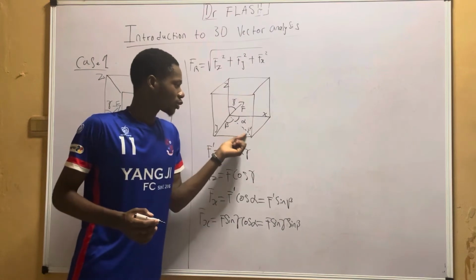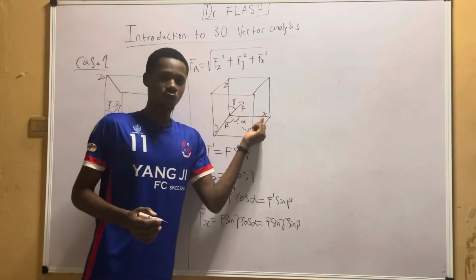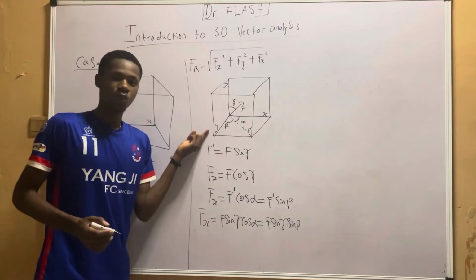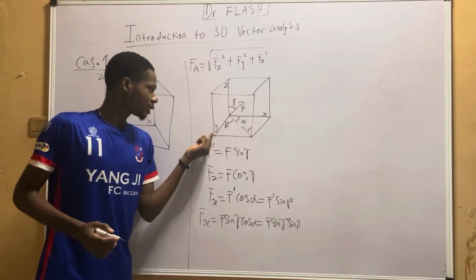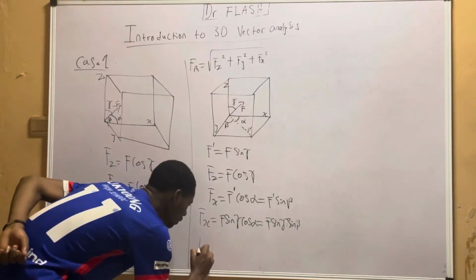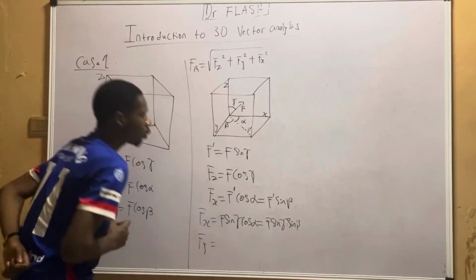Okay, so basically all you have to do is understand how we resolve. We have to resolve first of all to this plane and then close it down to x. And then also after resolving to this plane, we then close it down to y, just to make sure we get the f of y and then the f of x as well. Now the next thing we're going to find is the f of y. Okay, what about f of y?